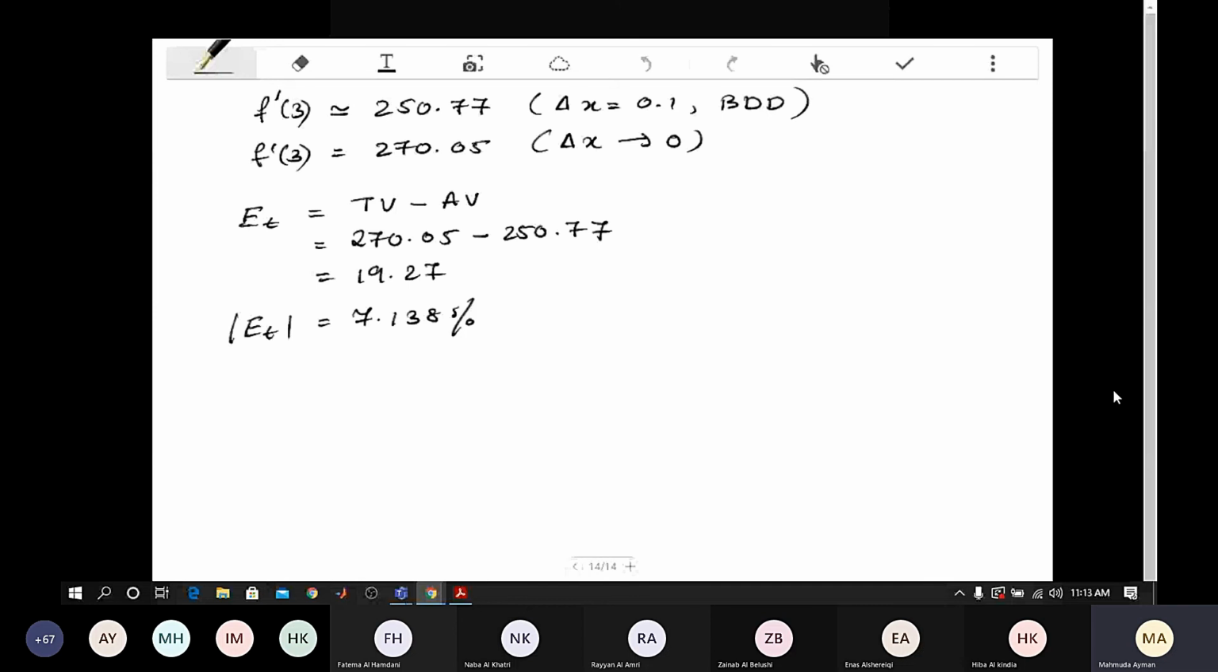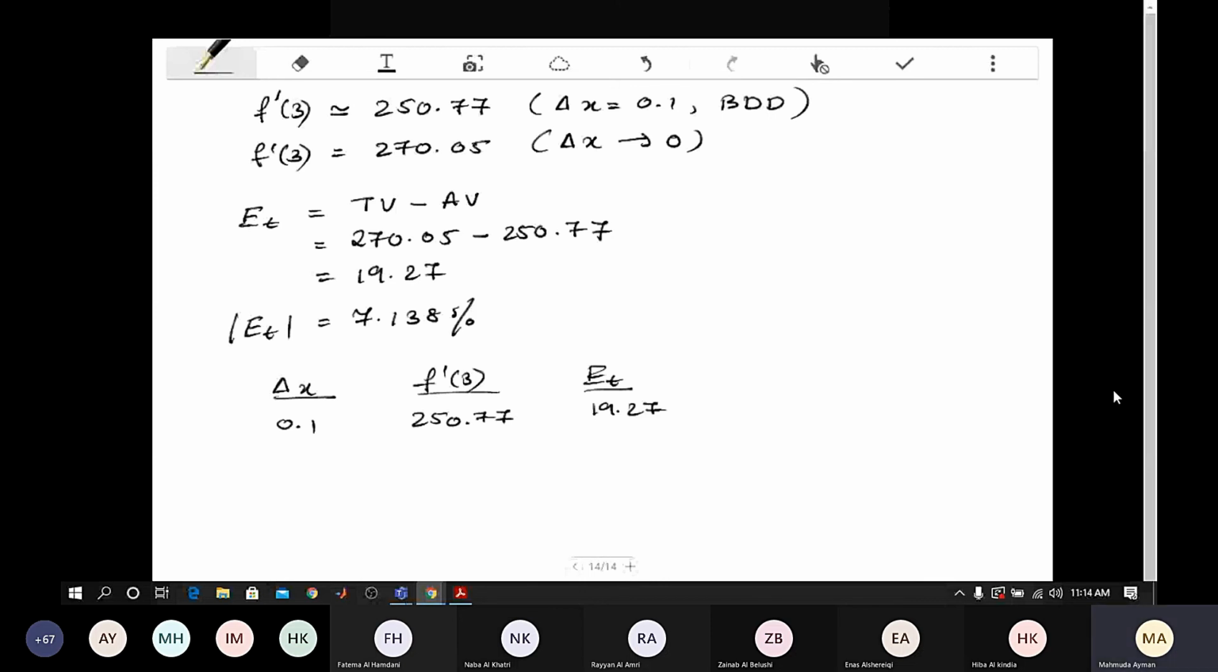So before we go to one more, let's see what happens when we decrease the value of delta x here for the same function. So here, what if we get for delta x and for f prime of 3 and true error. We're decreasing the delta x values and seeing what happens here. So for 0.1, we just got 250.77 and the true error is 19.27.